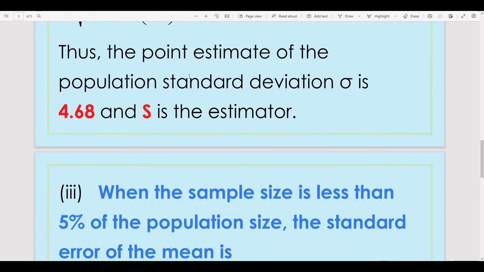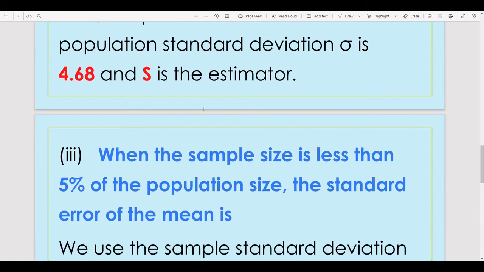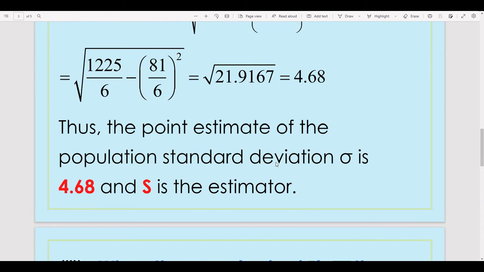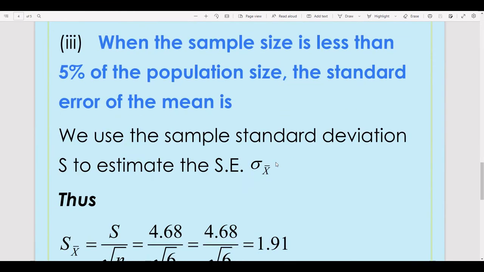Thus the point estimate of population standard deviation sigma is 4.68 and S is the estimator. So the point estimate of population standard deviation is this 4.68, because this is based on sample observations. So this is the point estimate for population standard deviation sigma.